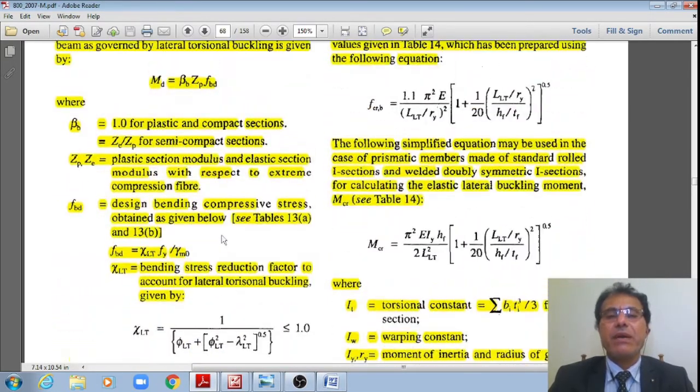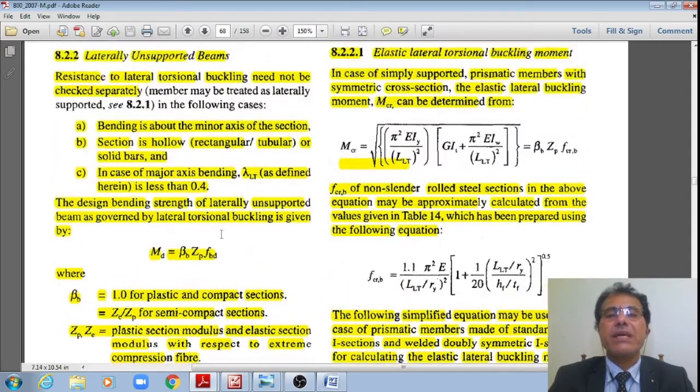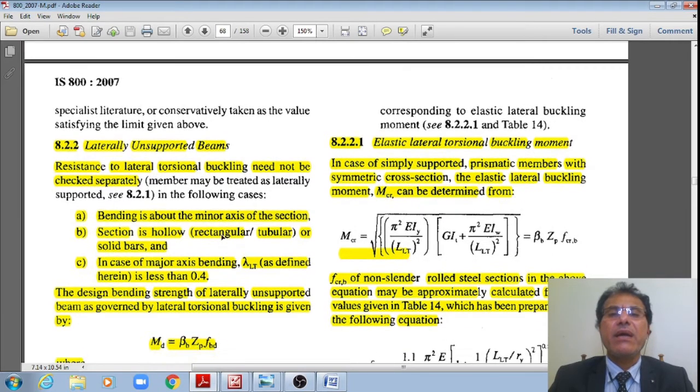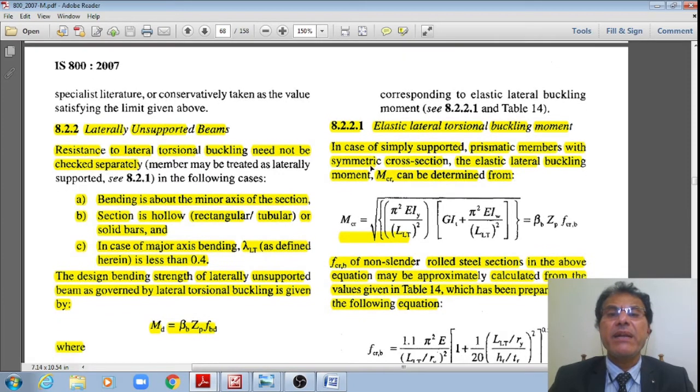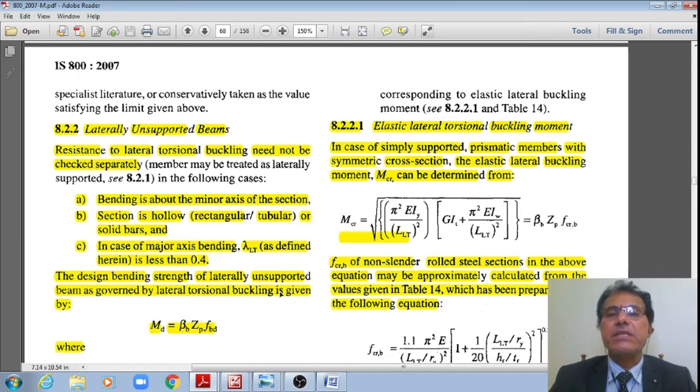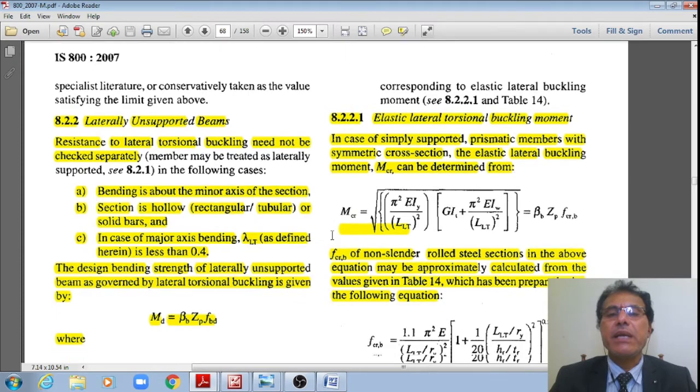Extreme fiber bending compressive stress corresponding to elastic lateral buckling moment, right? However, what is that? 8.2.1 elastic lateral torsional buckling moment, right? In case of simply supported prismatic members with symmetric cross section, the elastic lateral buckling moment Mcr is given by this.